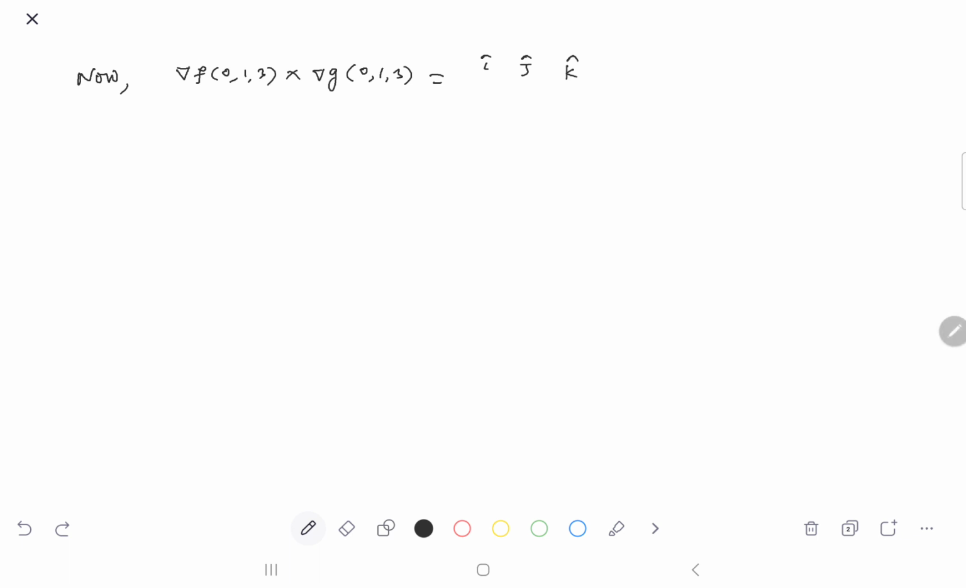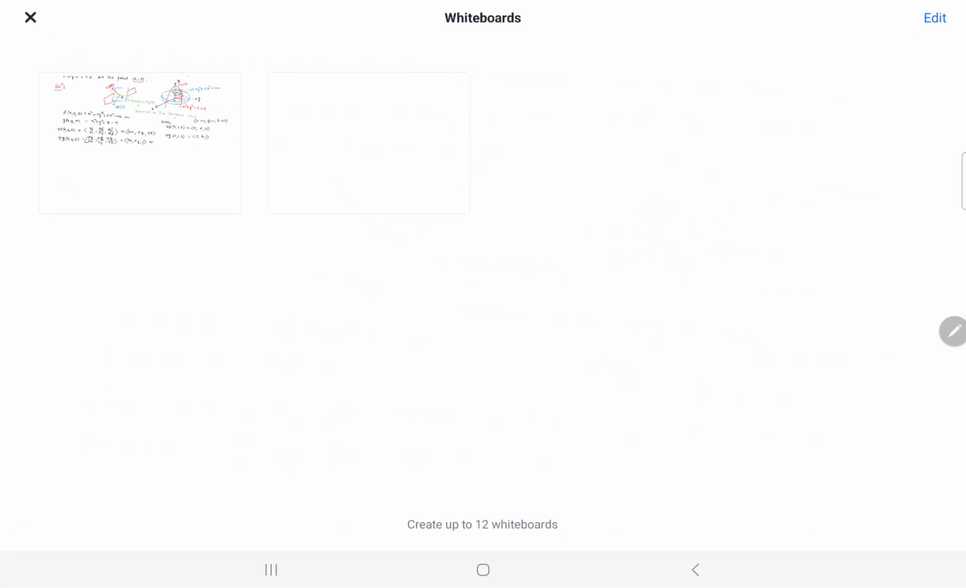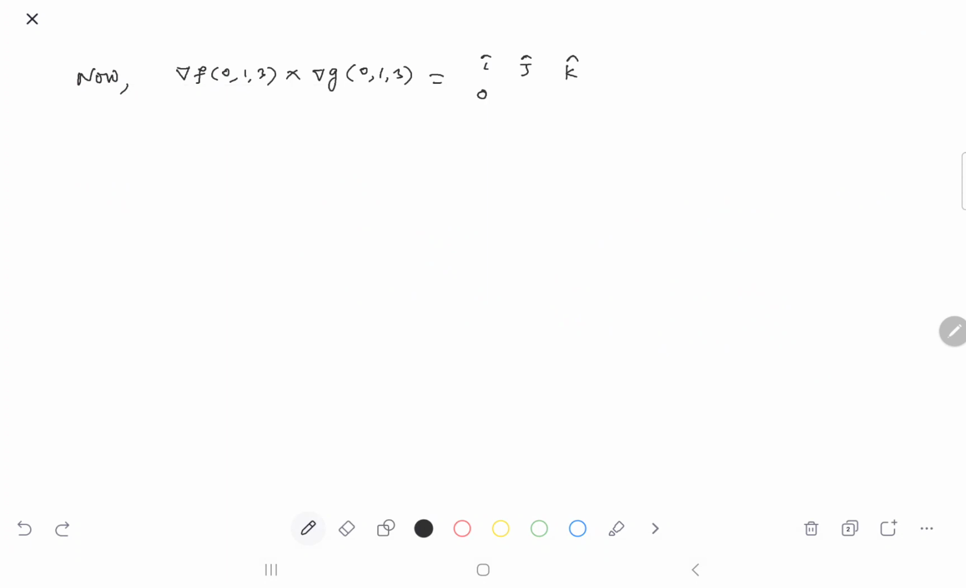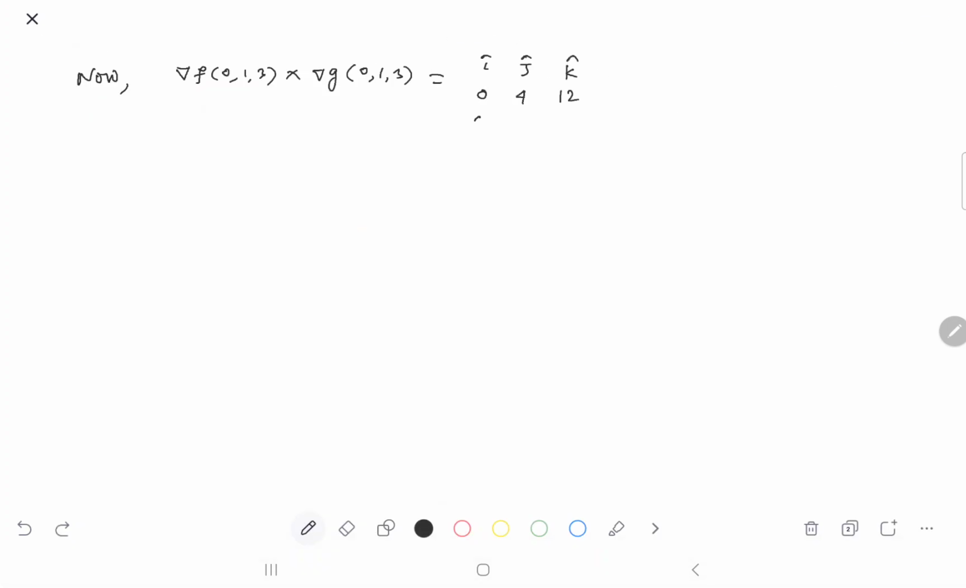Let me write down here. So it is 0, 4, 12, right? And what is the next? The next is 0, 2, 1, right? So is this okay?